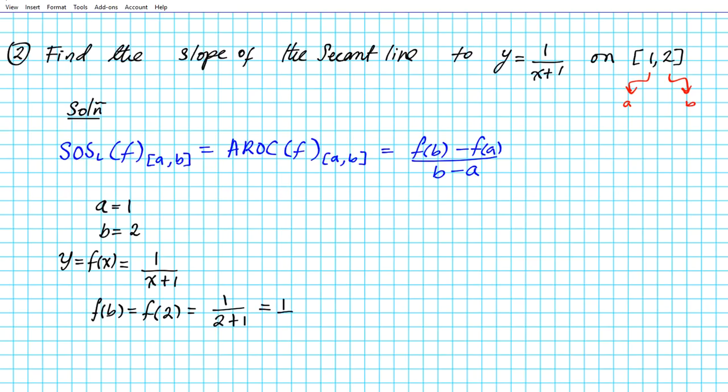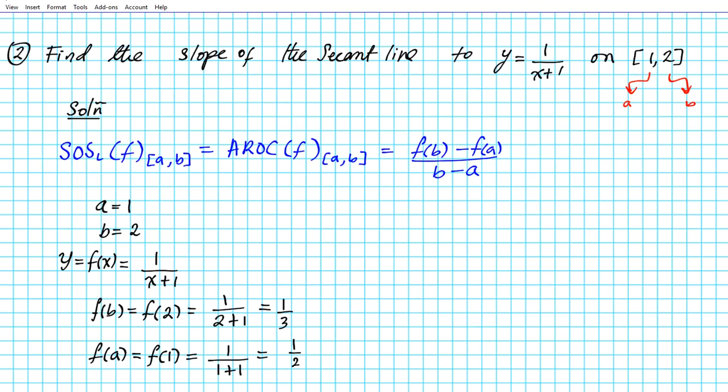And then that's 1/3. If you PEMDAS this expression right here, f of a, what is f of a? a is 1, so f of a is the same thing as f of 1, which is 1 over 1 plus 1. If you PEMDAS this, you do the parentheses, the denominator first, so you have 1 over 2. Okay, so there you have it.